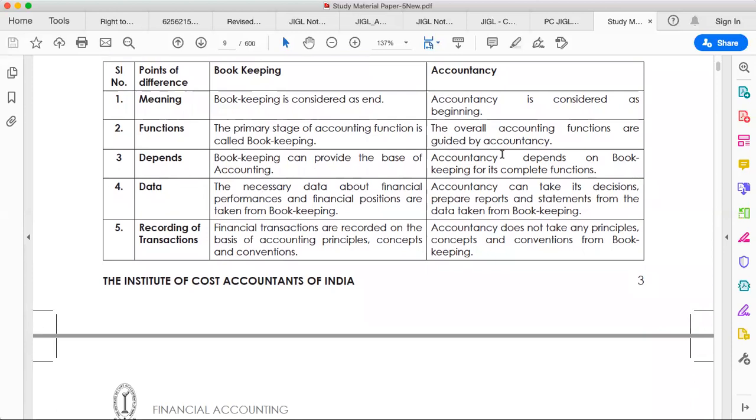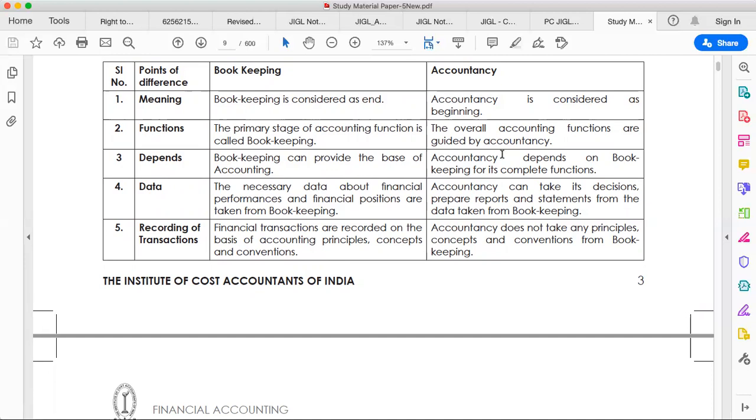Financial transactions are recorded on the basis of accounting principles, concepts and conventions. There are old principles going on through many years, many decades. We follow the same principles. Like if you ask why a particular expense should be debited, why we cannot credit it, why we cannot change the golden rule. It is continuing since ages. So we follow the accounting principles.